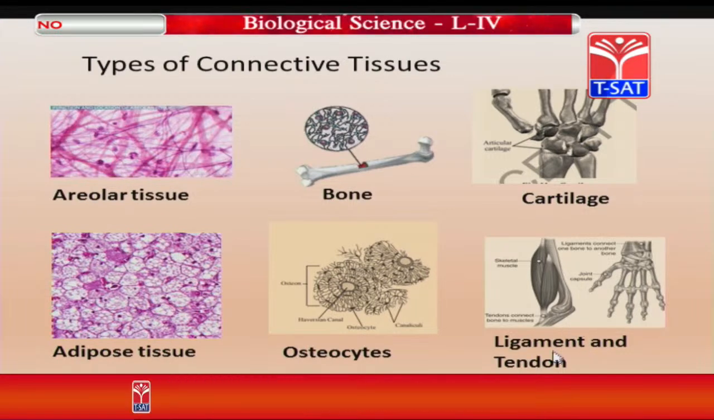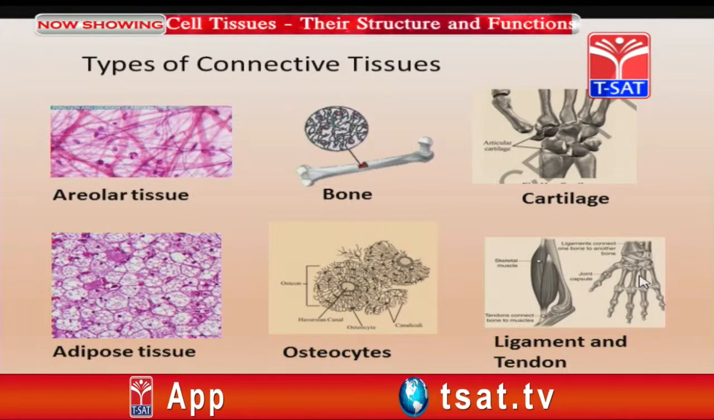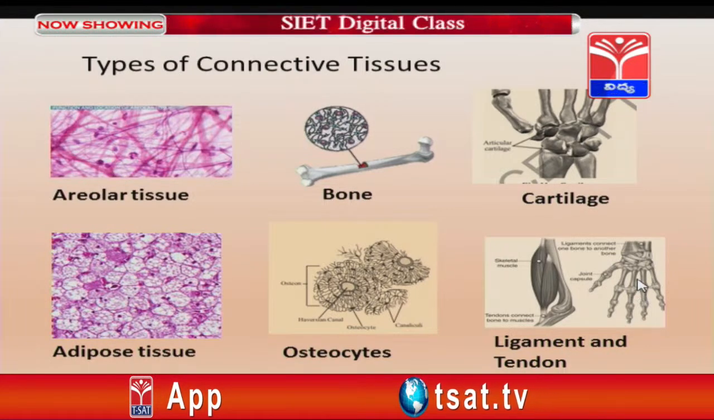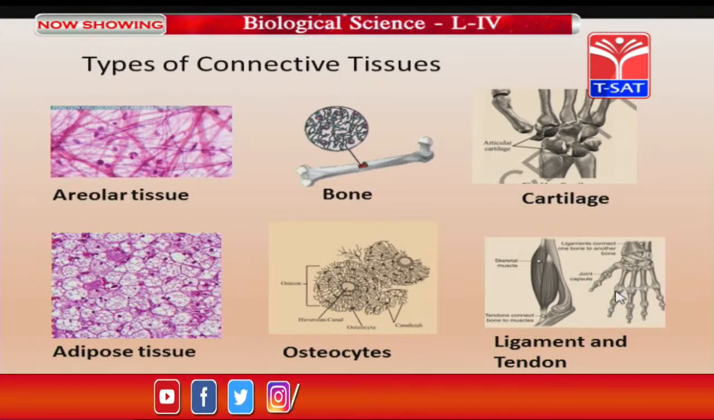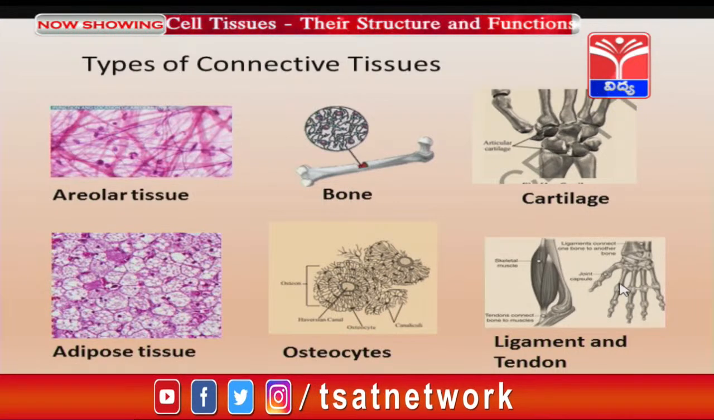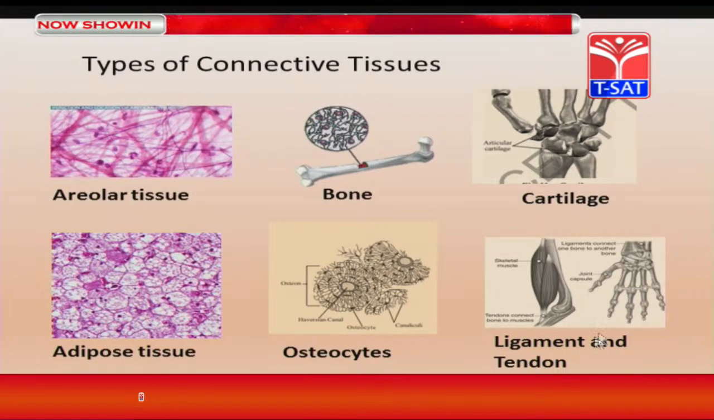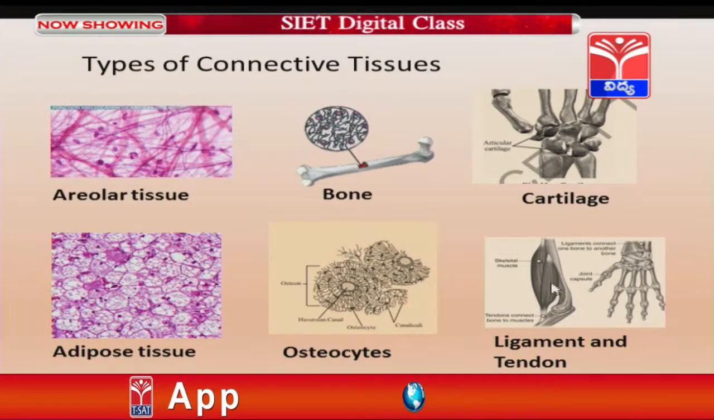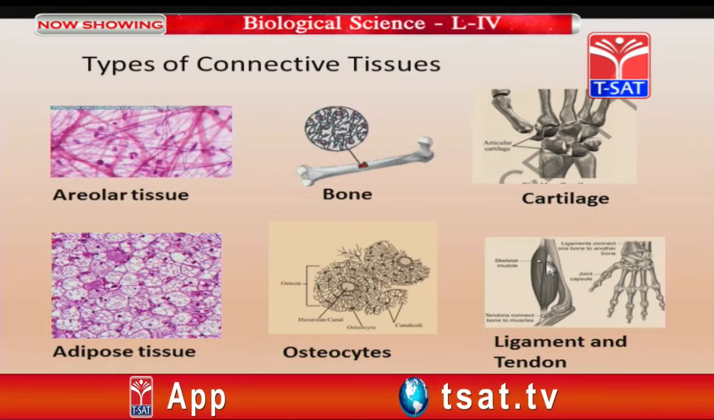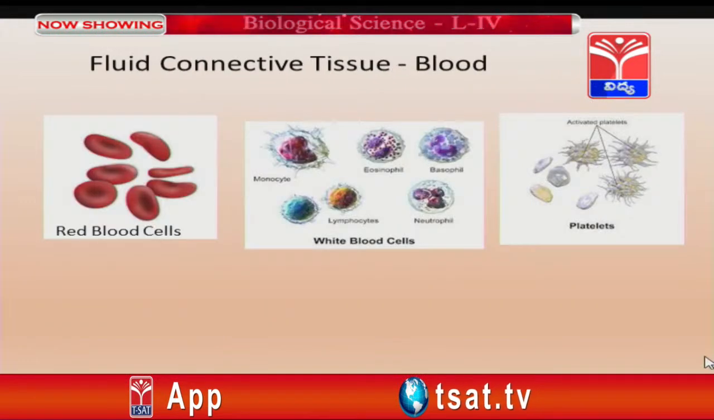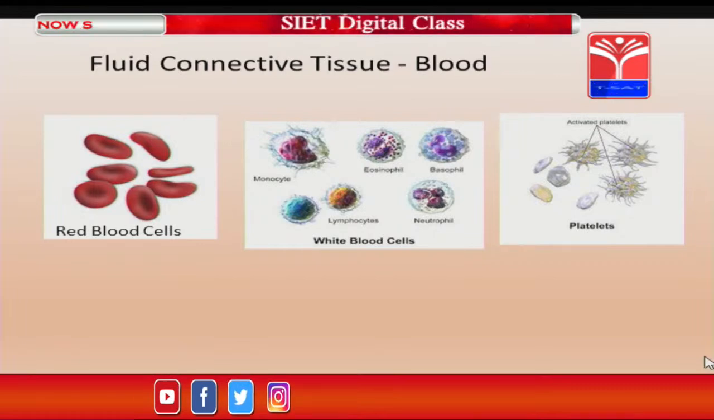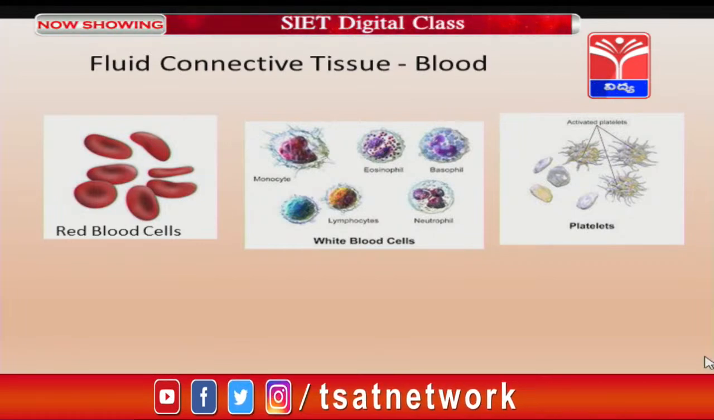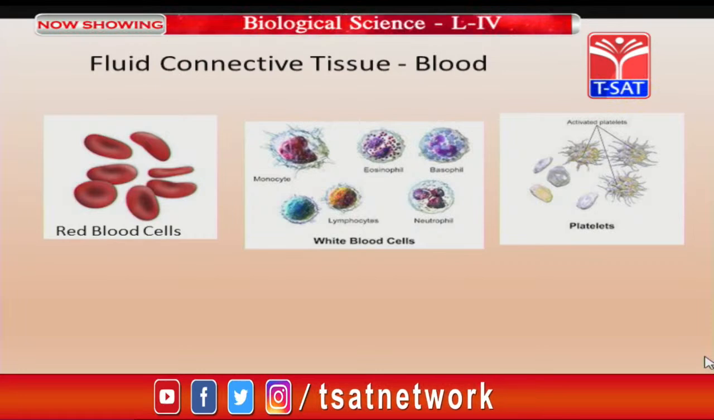Now, ligament and tendon. Ligament connects the joints and holds them in position. This ligament is seen in between the two bones, like here you can see in between the two bones ligament is present, and tendon is seen between bone and muscles. This is the tendon. Blood is also a connective tissue, but it is present in the form of the fluid. So, this tissue is called as the fluid connective tissue.